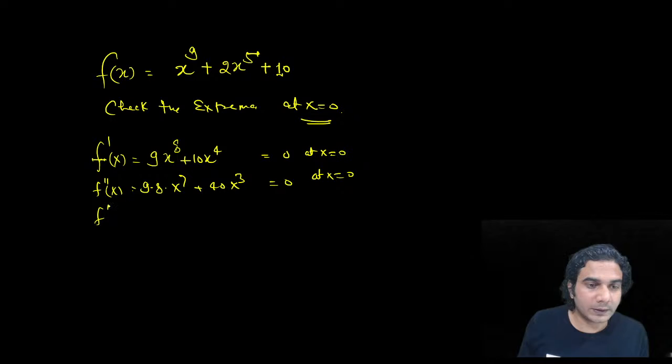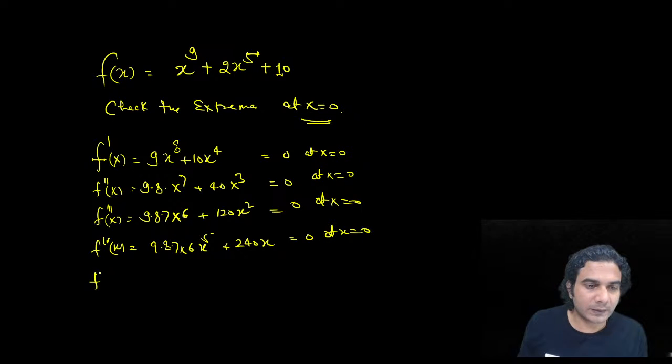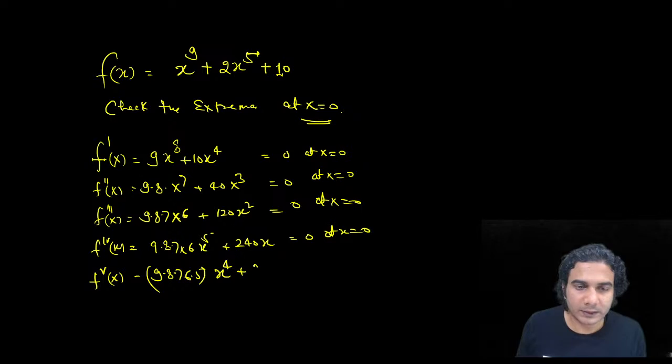Then we'll check f triple dash x. Keep doing it fast. 9 into 8 into 7 into x^6 + 120x^2, 0 at x = 0. Then f fourth dash x is 9 into 8 into 7 into 6 x^5 + 240x, which is 0 at x = 0. And then the last, the fifth order derivative, is coming out to be 9 into 8 into 7 into 6 into 5, this number I'm not interested in, plus 240.